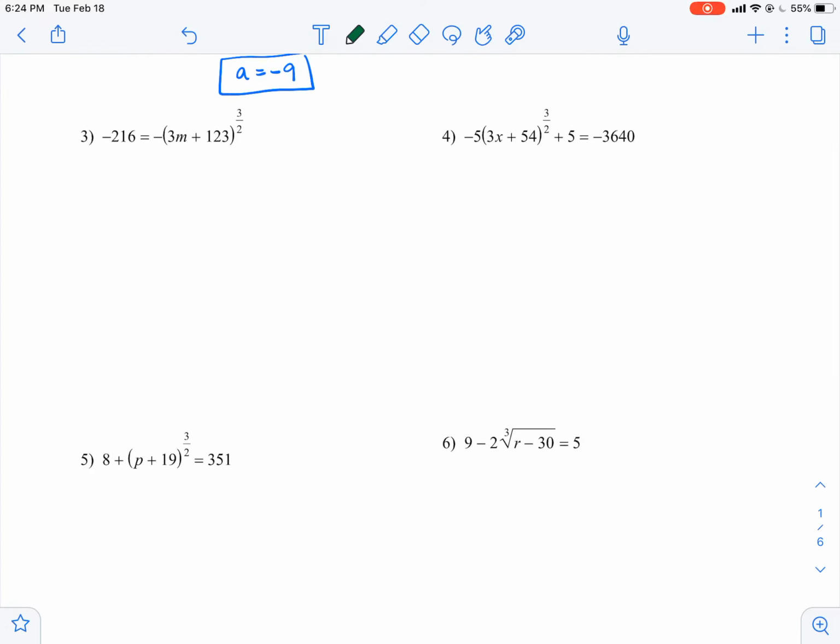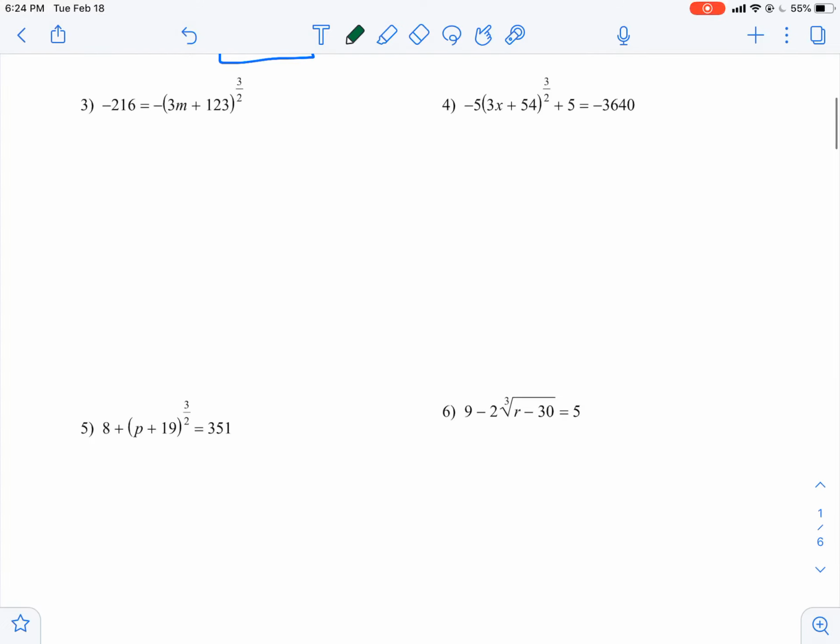Okay, let's try another one here. And so on this one, again, this is my rational function here. There is a negative out in front on there. So I do need to get rid of that negative to start off. So we're going to divide by a -1, and I have 216.